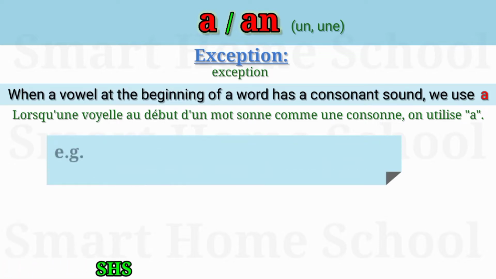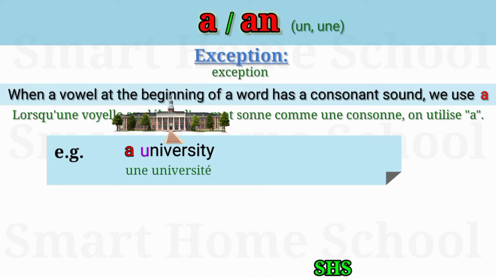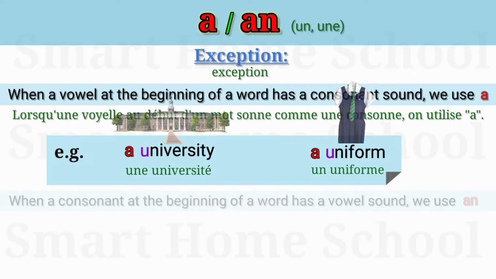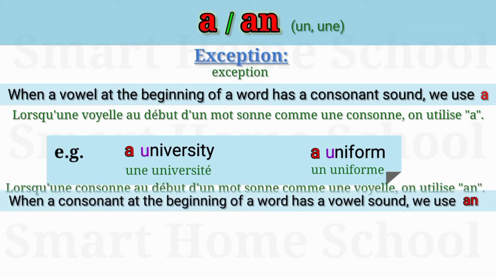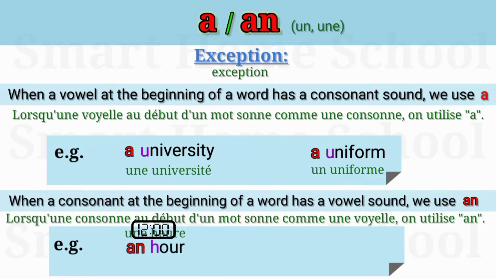Here we go. A university, a uniform. However, when a consonant at the beginning of a word has a vowel sound, we use an. Example: an hour, an honor. Alright, it is good to know which way to use a and an, but it is mostly important to know when to use them.